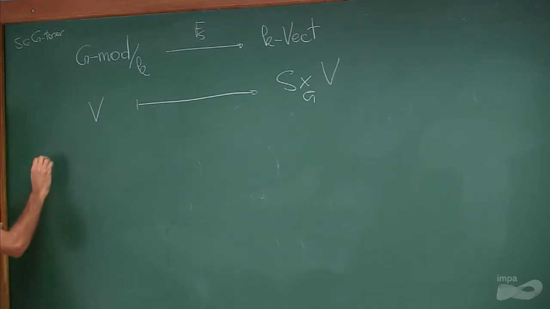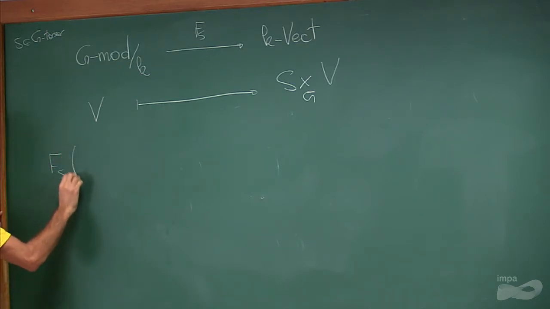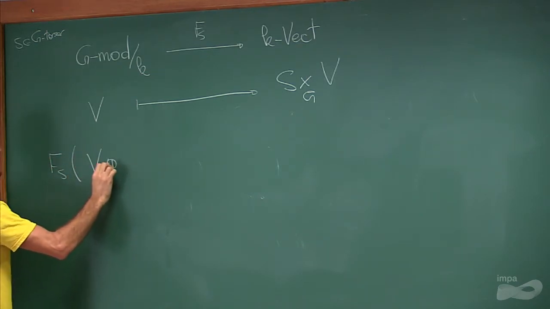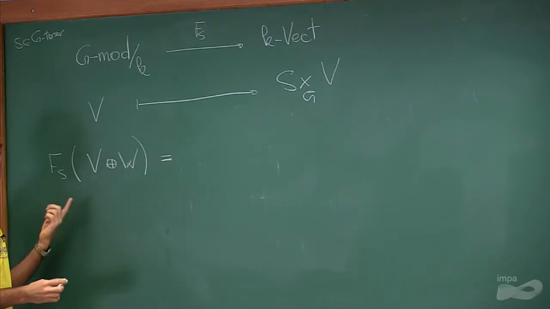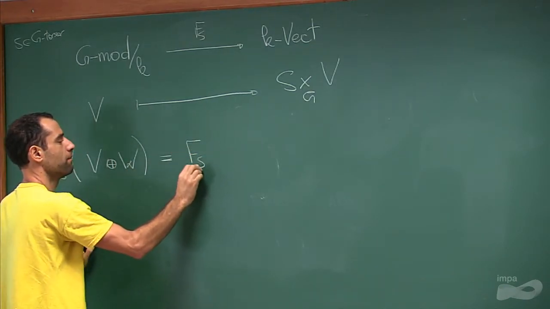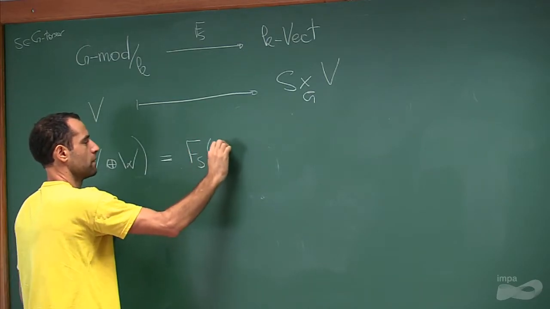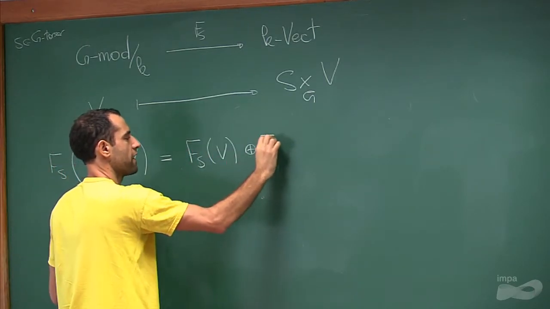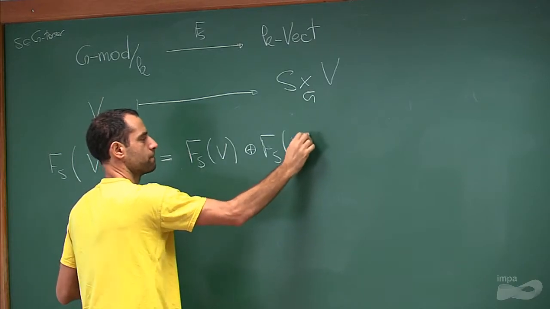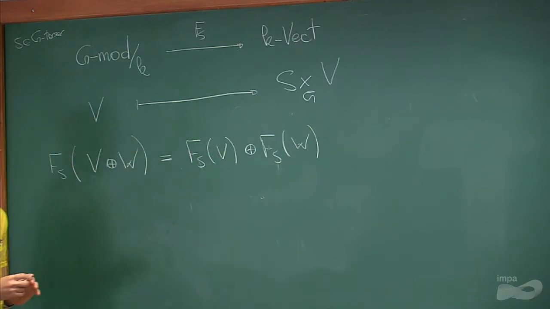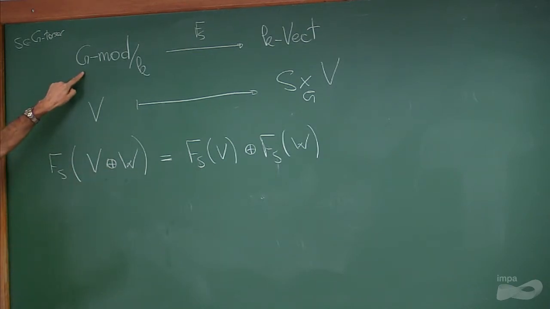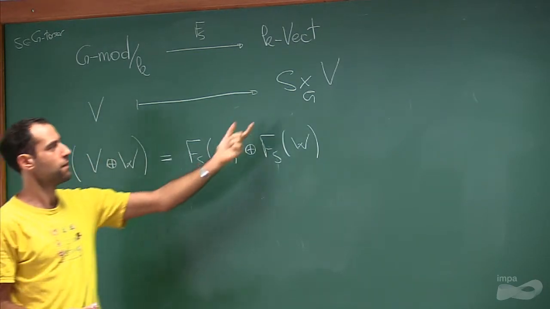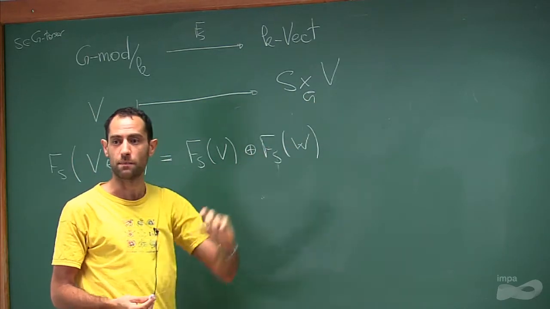For example, Fs of the sum of two representations is naturally the sum of Fs of these vector spaces. So this is a sum in the category of G modules. And that's clear, right? Because this product here clearly commutes with sums.